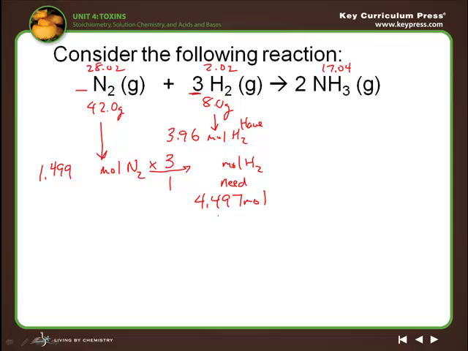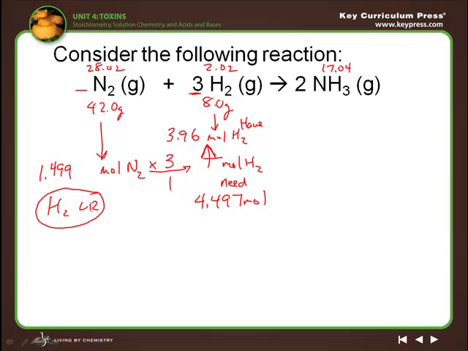So, based on 42 grams of nitrogen, if I have 42 grams of nitrogen, I would need 4.497 moles of hydrogen to react completely. Do I have 4.497? No, we do not have that much. So what I need is greater than what I have. So I do a greater than sign here. That means the one that my arrow is pointing at right here is the limiter. So hydrogen is the limiting reactant.